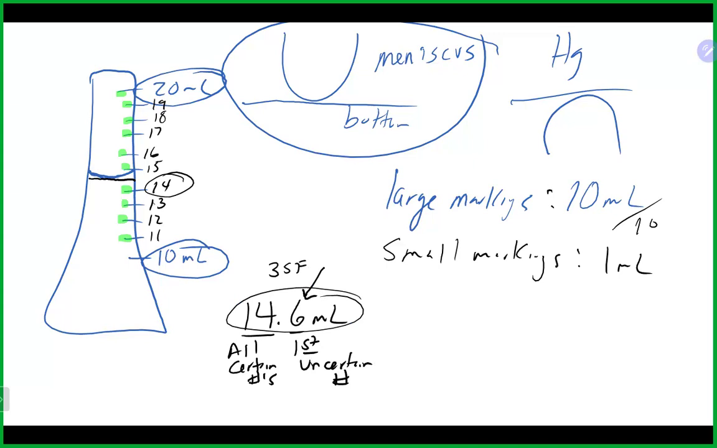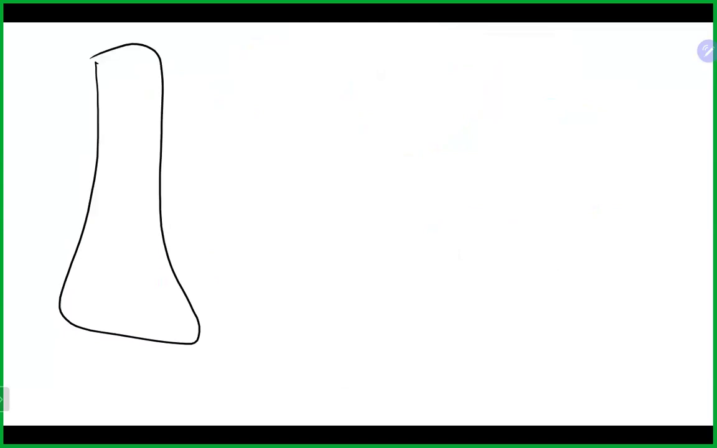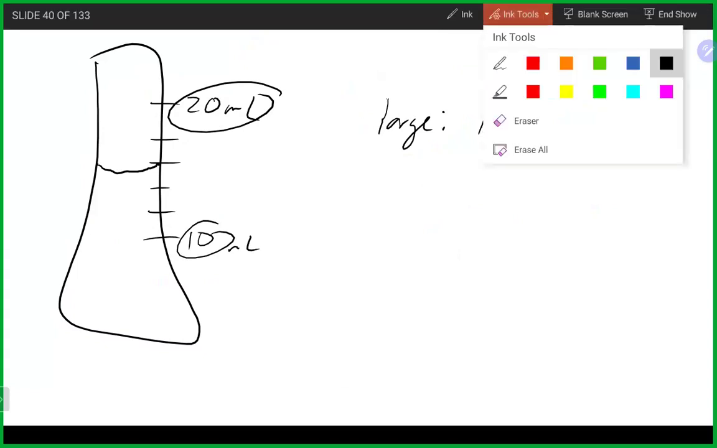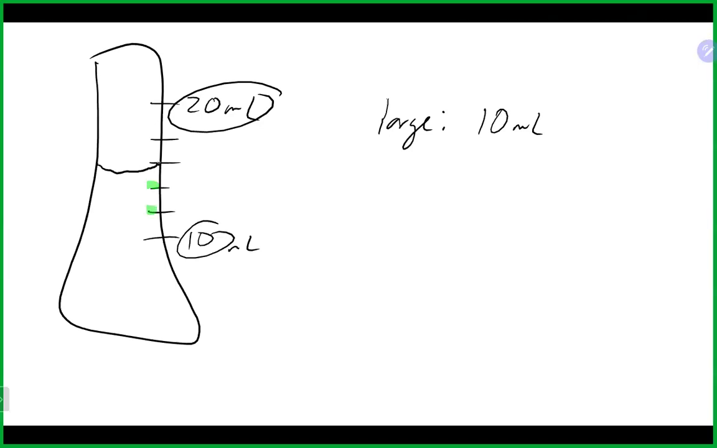Now, it really does depend on the piece of equipment you're using, and you should always look at the scale. So, for example, if I had another graduated cylinder, all right, we got it. Now when I look at this, I got my large markings here, 20 and 10 milliliters. So that's going to be 10 milliliter difference. If I count my markings between them, that is 1, 2, 3, 4, and 5 markings.